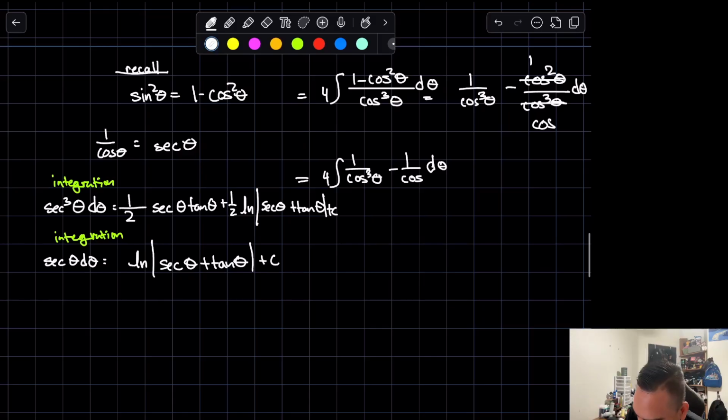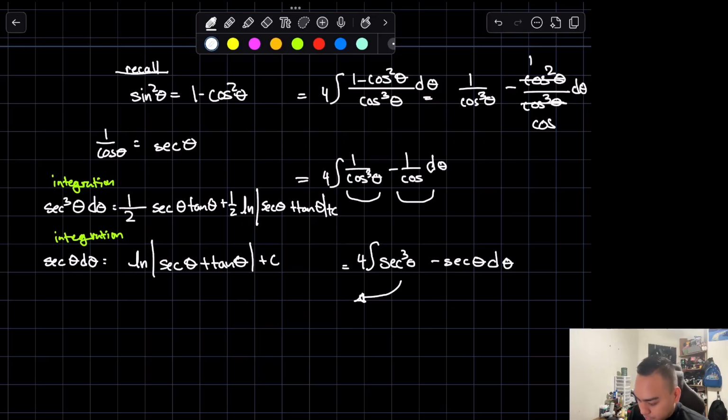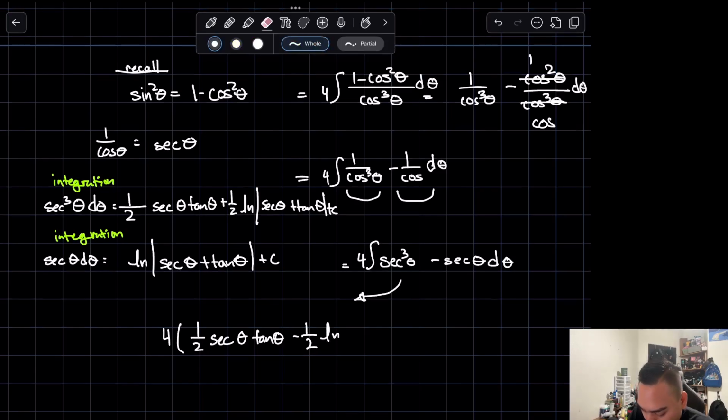So if we switch this right here and this, it's going to become 4 times the integral of secant cubed theta minus secant theta d theta. And if we integrate this, we're just basically going to sub it and we're going to lose the integration symbol. It's going to be this really long equation where it's 4 times 1/2 secant theta tan theta minus 1/2 ln, I think this is a minus, secant theta plus tan theta plus c.